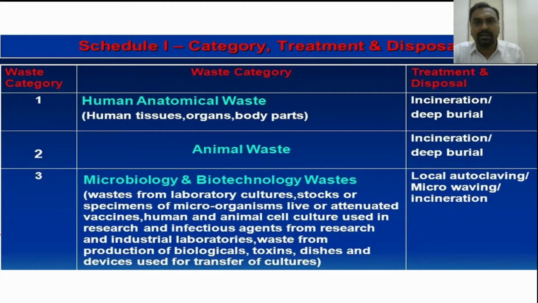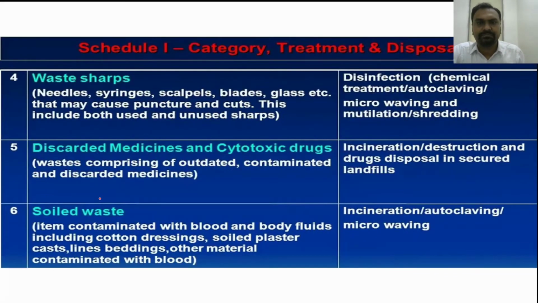So it is categorized into 10 categories. The first waste category is human anatomical waste, where human tissue, organs and body parts. In category 2, it is animal waste. Category 3 is related to microbiology and biotechnology waste, the waste which is generated from laboratory cultures, drugs, specimens of organisms, etc. Fourth category is waste sharp, like needle, syringe, scalpel, etc.